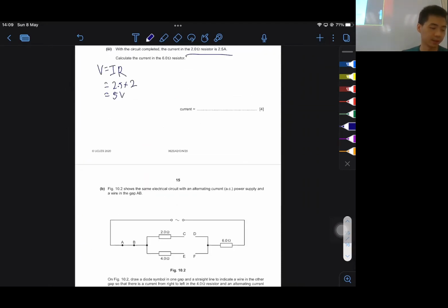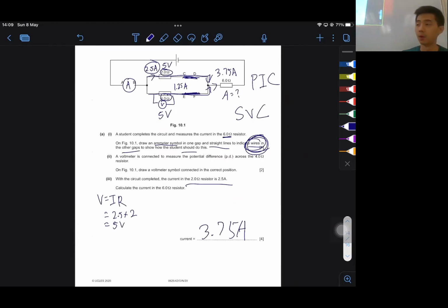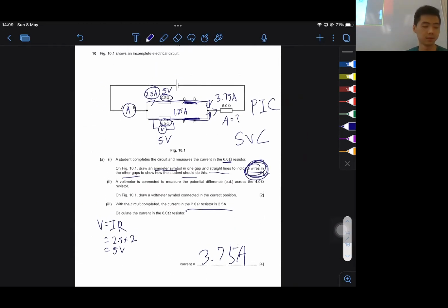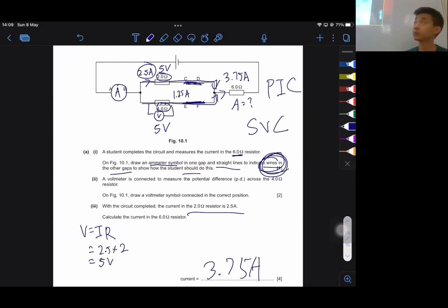Oh, it's not done yet. So anyways, your final answer should be 3.75 amperes. Oh, anyone still copying? So the current on the AD side is also 3.75. Yeah, for sure, because the 3.75 has to split 2.5 up and 1.25 down.